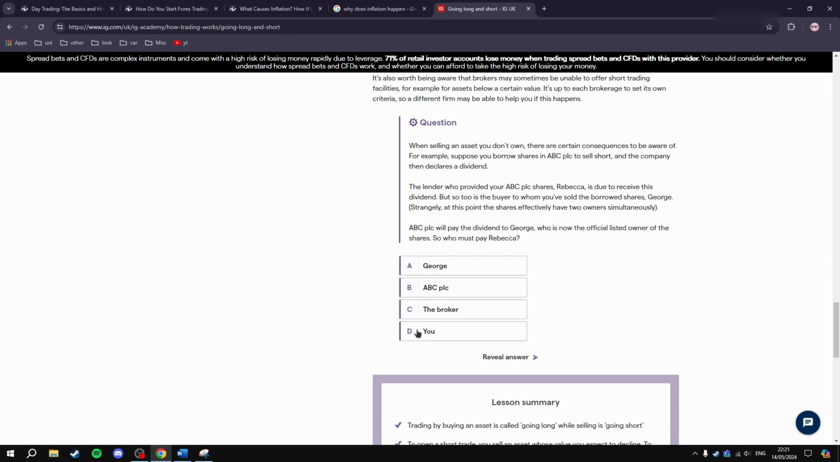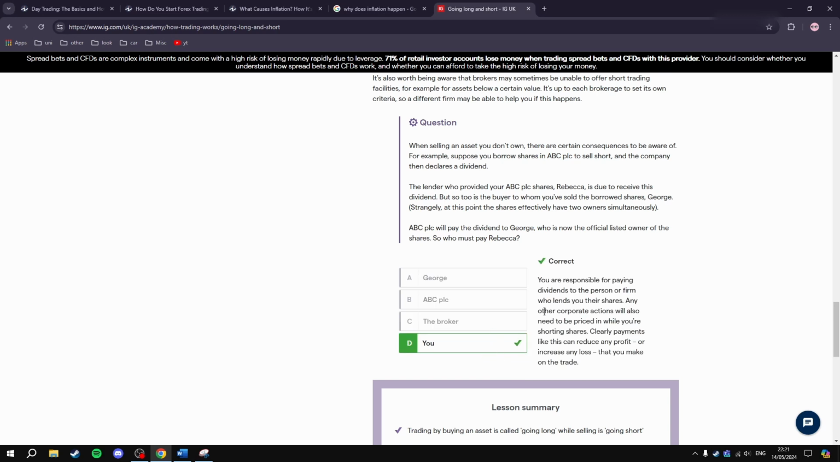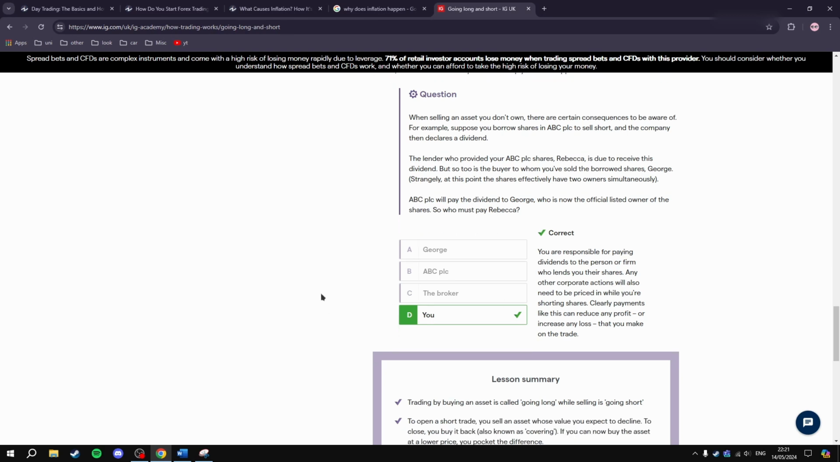You, maybe? Yeah, you are responsible for paying dividends to the person or firm who lends you their shares. Any other corporate actions will also need to be priced in while you're shorting shares. Clearly, payments like this can reduce any profit or increase any loss that you make on the trades. Oof.